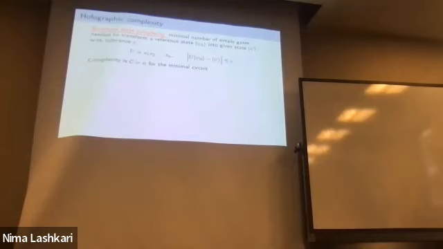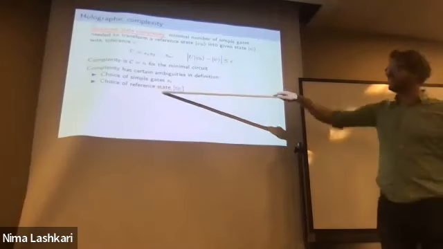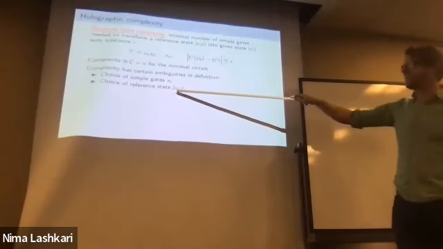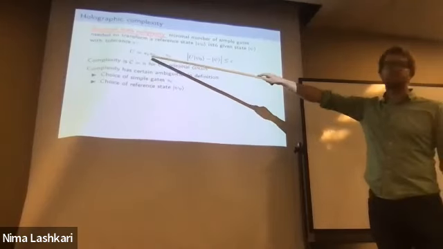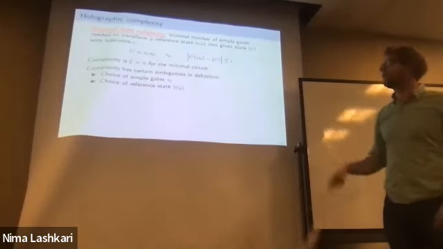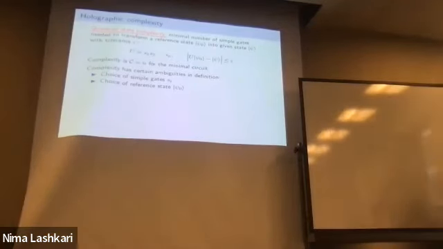How do you pick the reference state? Okay, so there are clearly ambiguities in this construction. So the question is, how do you pick the reference state? That's a choice that you can make. And there's also clearly a choice of simple gates. I have to tell you what those are. And basically your complexity is going to depend on these choices.